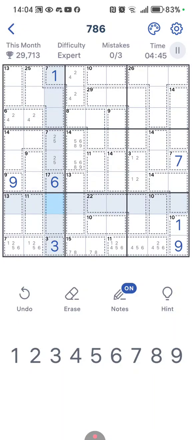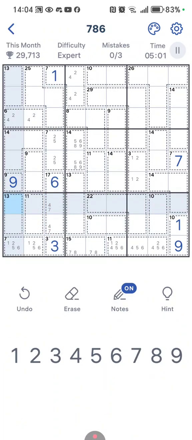So let's have a look at this. 17 minus 6 is 11. 11 can't be 2 and 9. Can't be 3 and 8. Can't be 5 and 6. So this is 4 and 7.